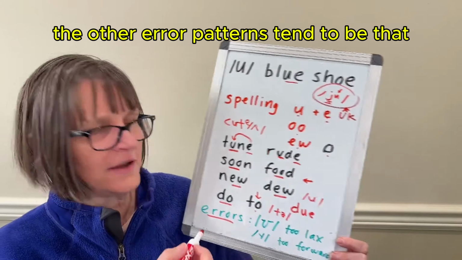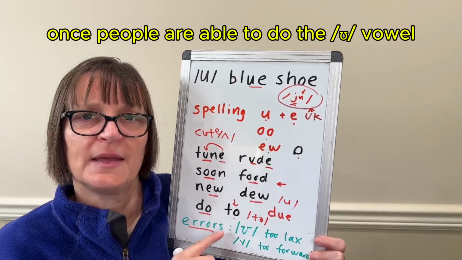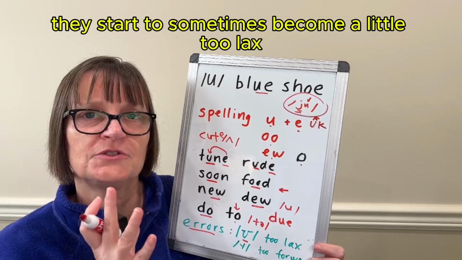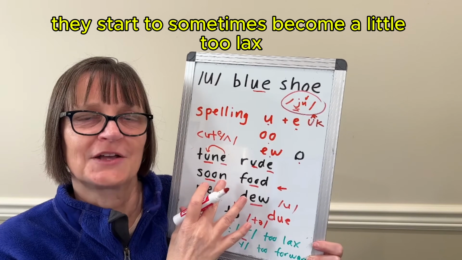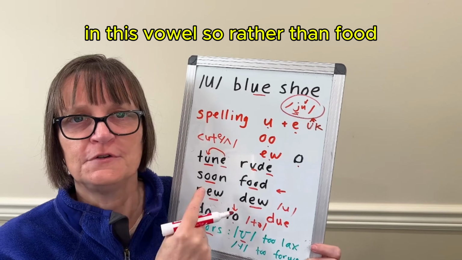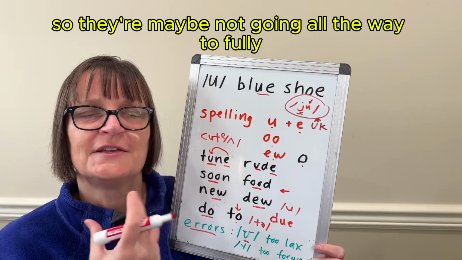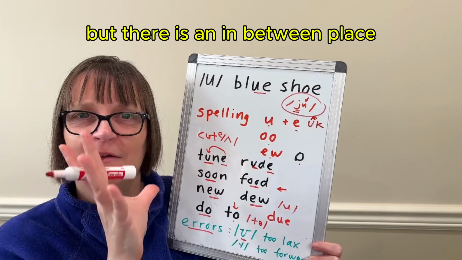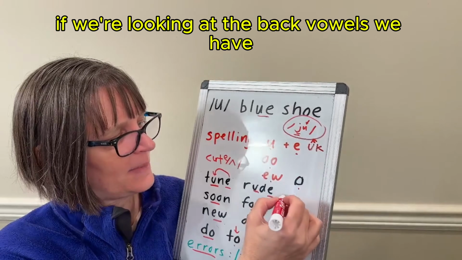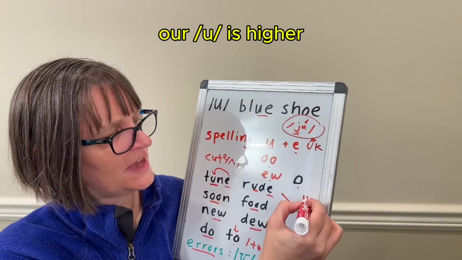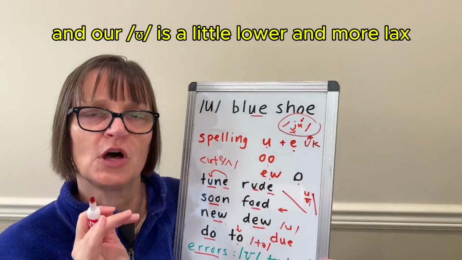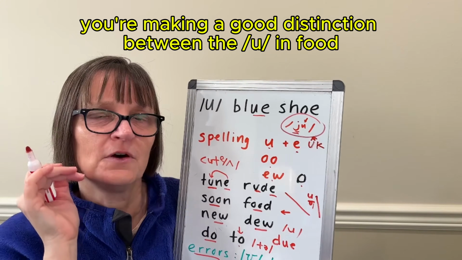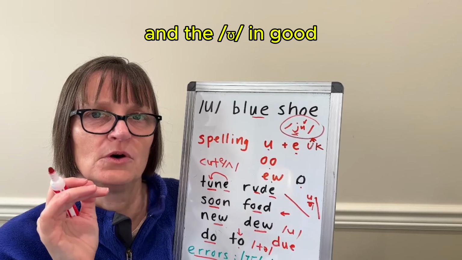The other error pattern tends to be that once people are able to do the vowel that's in good, book, they start to sometimes become a little too lax in this vowel. So rather than food, they might say it a little more like fuud. So they're maybe not going all the way to fully the vowel like in good, but there is an in-between place. If we're looking at the back vowels, we have our oo is higher and our other vowel is a little lower and more lax. So just watch that you're making a good distinction between the oo in food and the vowel in good.